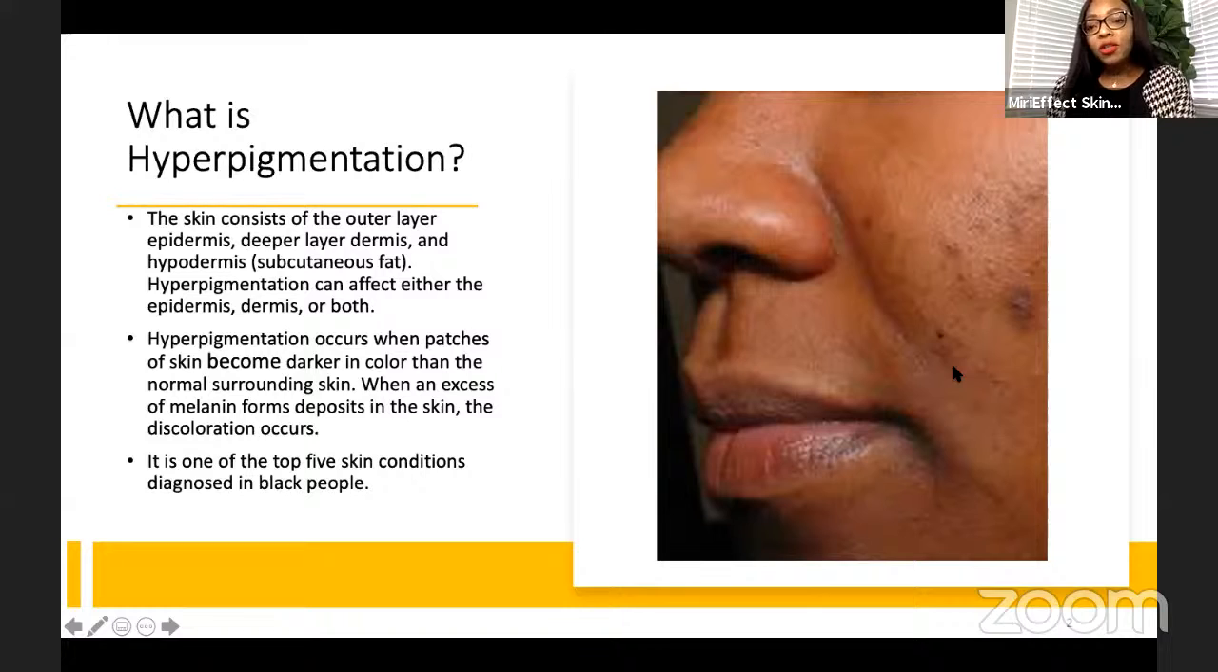But you will always notice it, which is evident by the darker pigmentation, as you can see in this picture. And as I mentioned, it's one of the top 5 skin conditions that's diagnosed in Black people. And I use Black people as all encompassing, whether you're African, Caribbean, American, whatever the case may be.